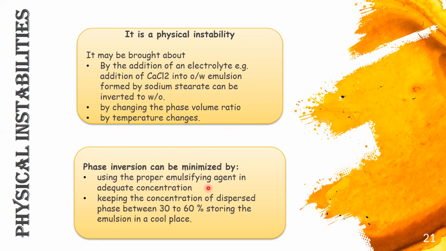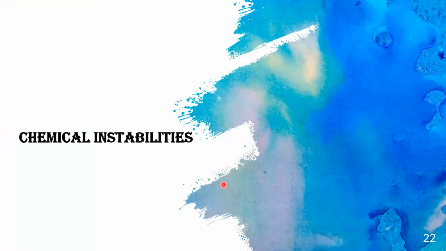We can minimize it by the use of a proper emulsifying agent, or keeping the concentration of the dispersed phase between 30 to 60%, or storing the emulsion in a cool place.